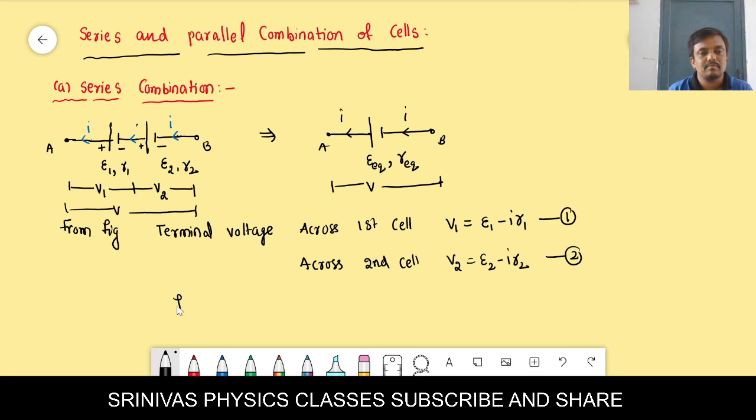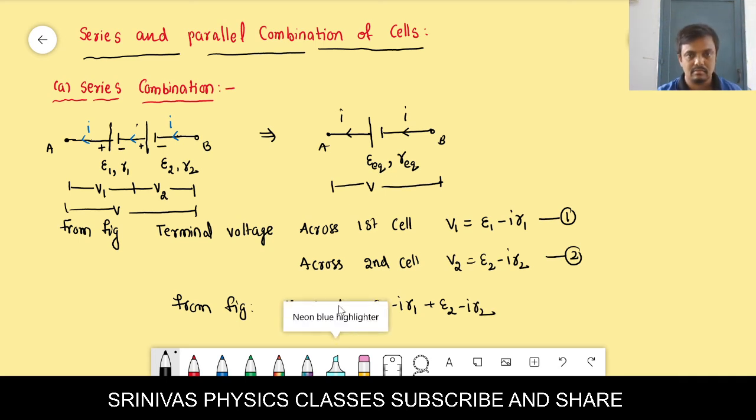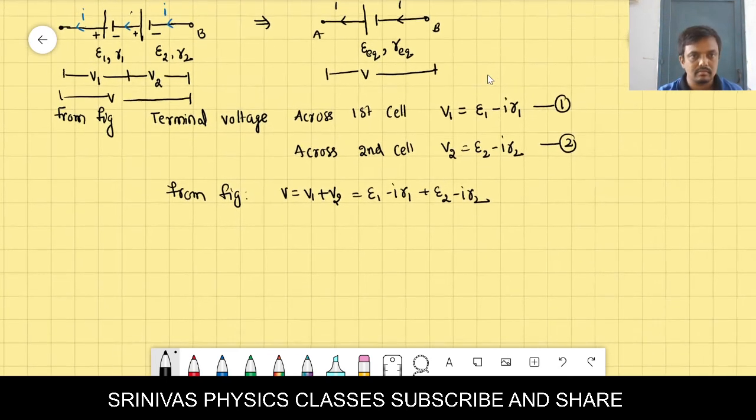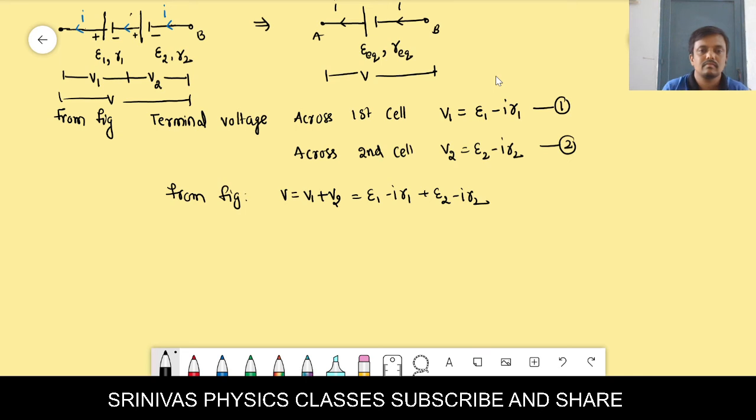Then we write like this. Here we write the total voltage, that is V is equal to V1 plus V2, where V1 is E1 minus IR1 and where V2 is E2 minus IR2. We can simplify a little bit, that is V is equal to E1 plus E2 minus IR1 minus IR2. Since minus I is common, we will get R1 plus R2.